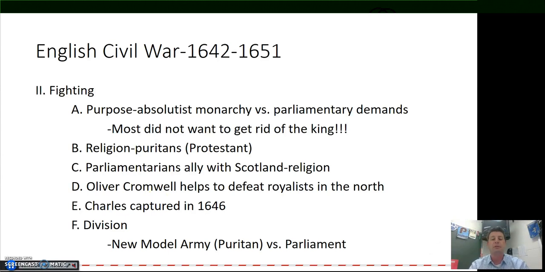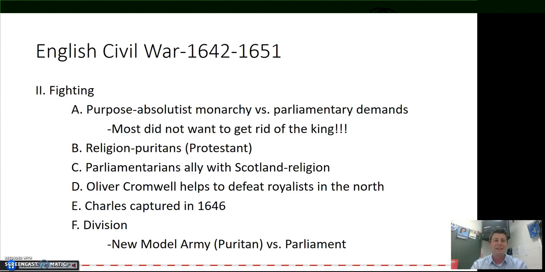Eventually, he helps to defeat the royalists in the north, and Charles himself is actually captured in 1646. And you think, okay, this is the end. Either they're going to kill him, or they're going to say, okay, Charles, you have to obey what we say here in Parliament. But that's not what happens. Because the New Model Army, which is predominantly in terms of leadership Puritan, and the Parliament are at odds. Parliament just kind of wants Charles to say, okay, yeah, my bad, and move on. The New Model Army wants to put him on trial.